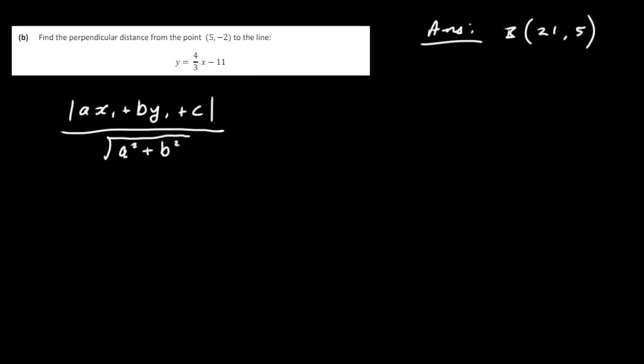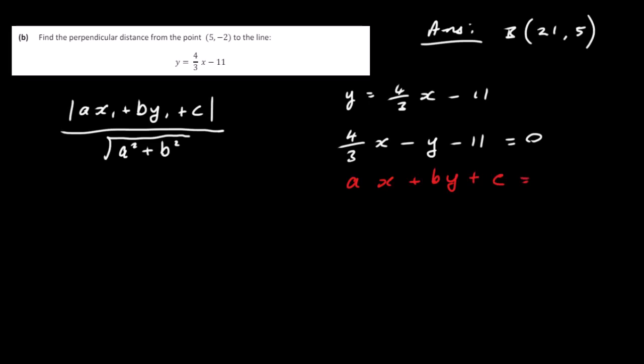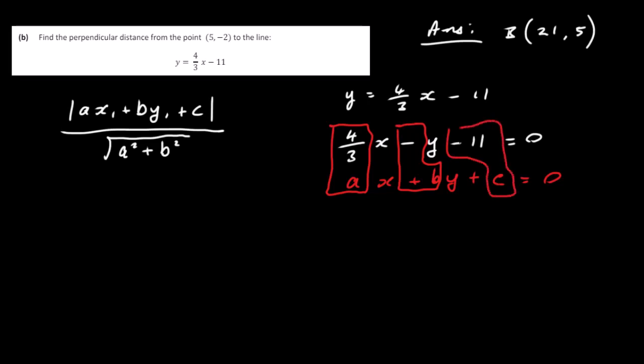Let's have a look at our formula first. Our equation of the line rather, is y is equal to 4 over 3 x minus 11. So that's just going to be 4 over 3 x minus y minus 11 equal to 0. I've just put that in the form ax plus by plus c equal to 0. So we can see here that a is going to be given by 4 over 3, b here is going to be given by minus 1, and c here is minus 11. So that's our a, b, and c.